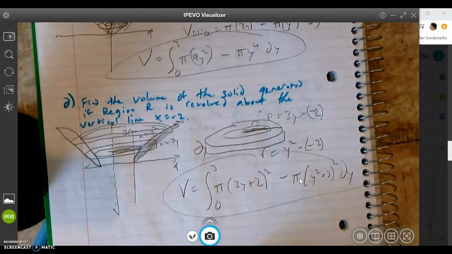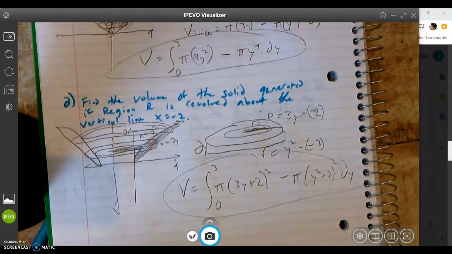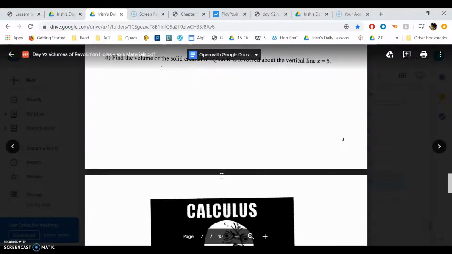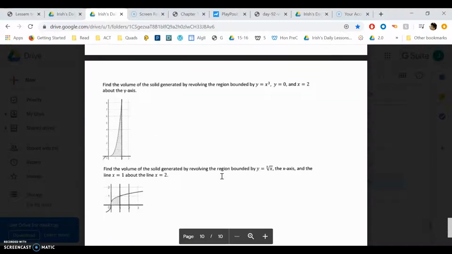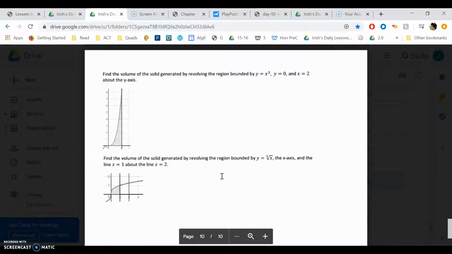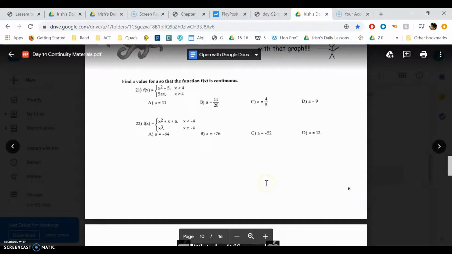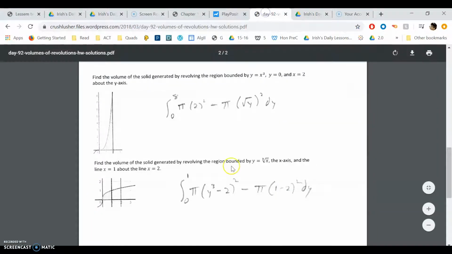Got it. Cool. All right, so you have a couple problems to do. This is what I want you to do now. So you scroll down. These two right here. Find the volume of the solid generated when you revolve around the y-axis and the line x equals 2. Okay? Here are the answers right here. So see if you can get them. Ready, set, go. Nice job, everybody.